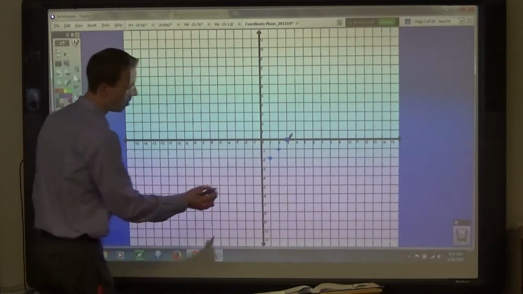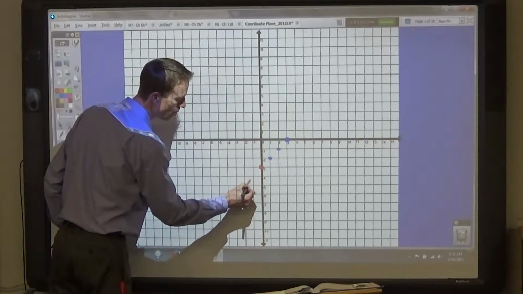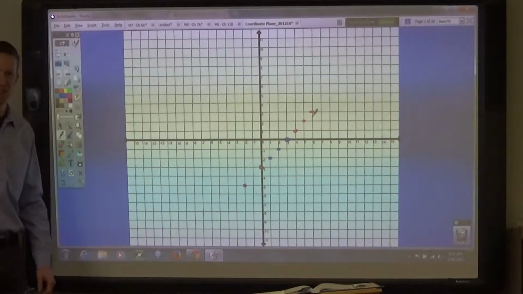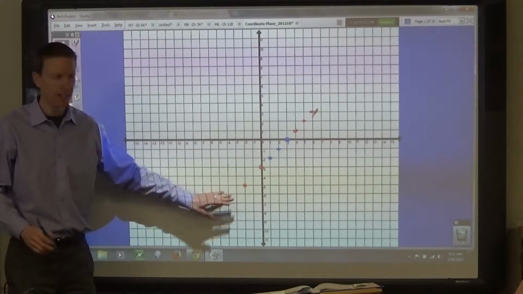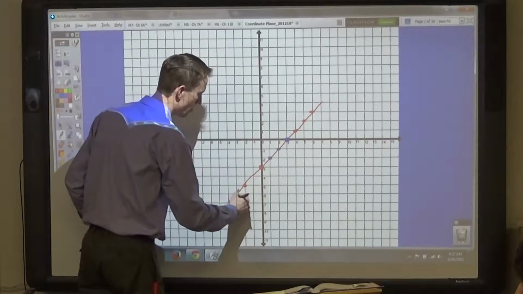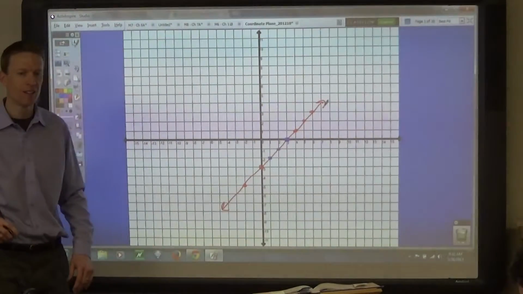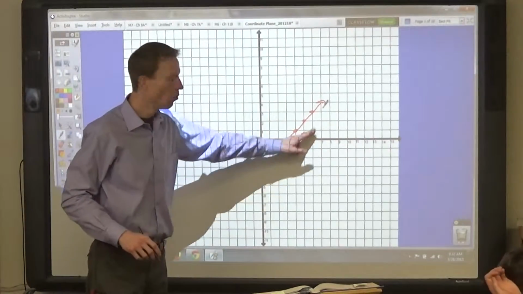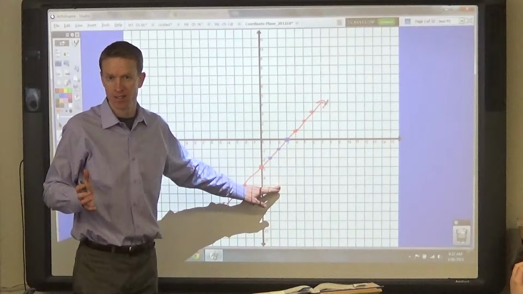Now, you may have found other points. You may have found this point, or this point, or this point, right? You could have found any of these points as part of your solution. Why would those work? Because there's one x and every y. Okay, and they're on the same line. They form the same line.